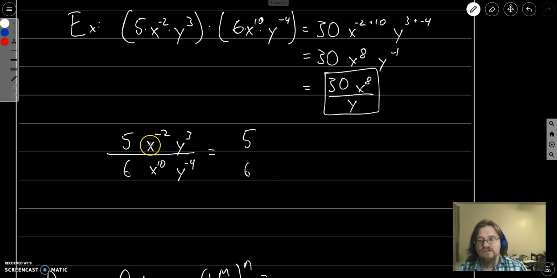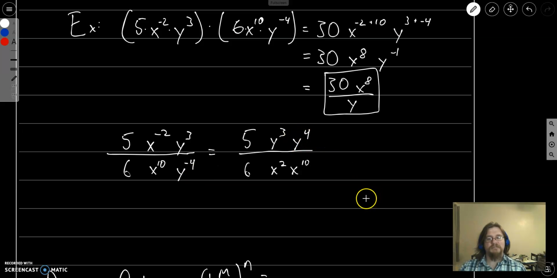I've got an x to the negative 2. Well, negative exponents aren't very nice to work with, so I'm going to move it to the bottom and make it positive. So I'll have an x squared. I'll also have an x to the 10th power, and that's just on the bottom. I've got a y to the third power on top. And I've got a y to the negative 4th power, but again, negative exponents aren't the best, so I'll move that to the top to get y to the 4th power.